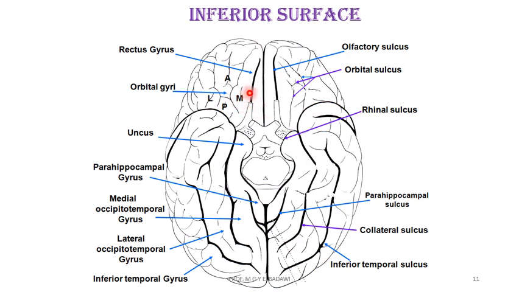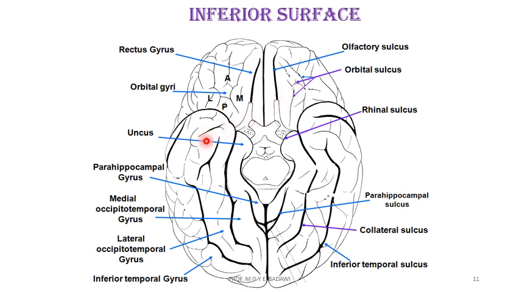On the orbital surface, the H-shaped orbital sulcus is this one here, dividing this area into anterior, posterior, medial, and lateral orbital gyri. The olfactory sulcus will limit what we call the rectus gyrus. This is the rectus gyrus, and this is the olfactory sulcus, and this is the orbital sulcus.